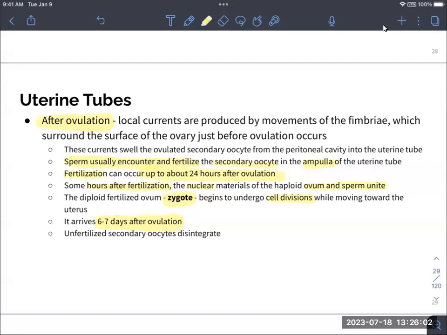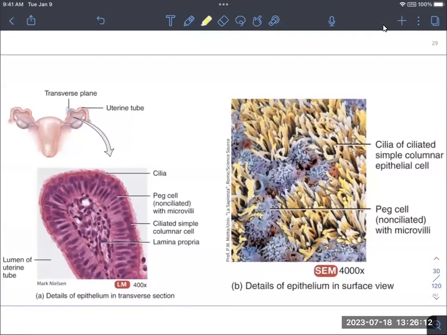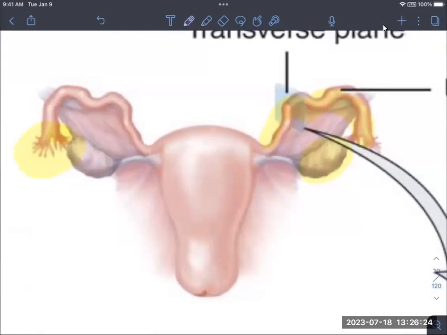If that secondary oocyte does not get fertilized, it just disintegrates. It's done. So here we can see this ovary with this uterine tube. You can see these finger-like projections. If I zoom in a little bit here, these little fingers, those fimbriae, this is what helps to draw in that oocyte that was released.